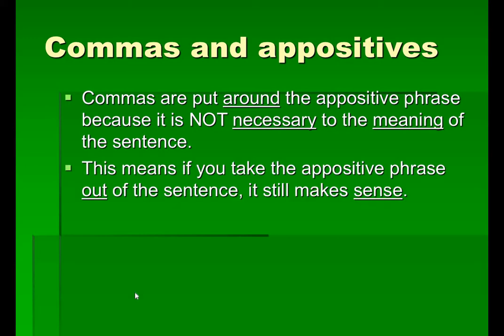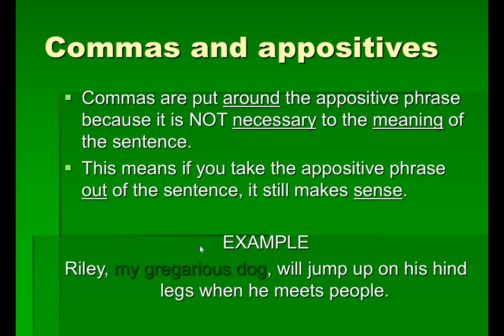So this is what I was talking about earlier. This means if you take the appositive phrase out of the sentence, it still makes sense. We still have a complete sentence even if I take what's between the commas out. For example, Riley, my gregarious dog, will jump up on his hind legs when he meets people. If I take out my gregarious dog, I still have Riley will jump up on his hind legs when he meets people. That sentence is bettered by my gregarious dog because now we know for sure that Riley is a dog and we're not thinking it's a cat or a horse or something else that has hind legs.